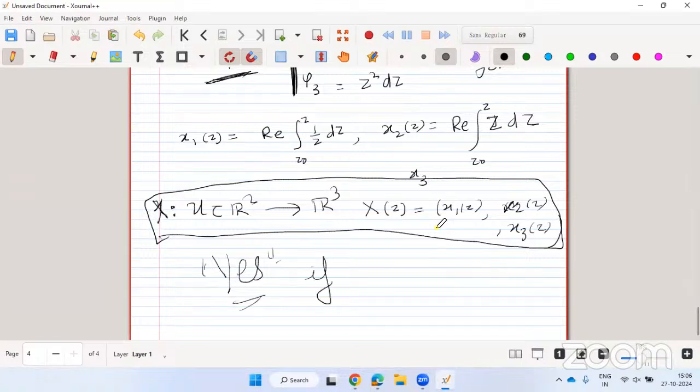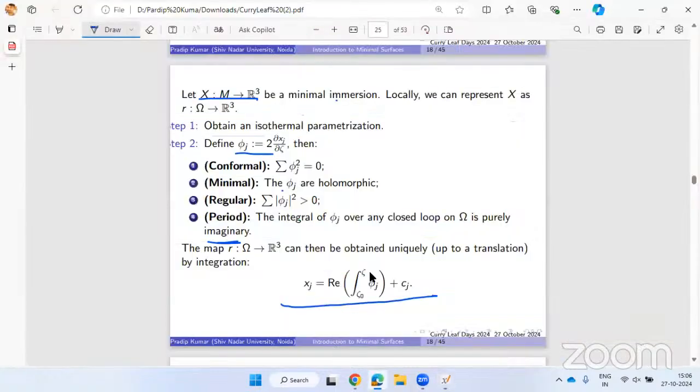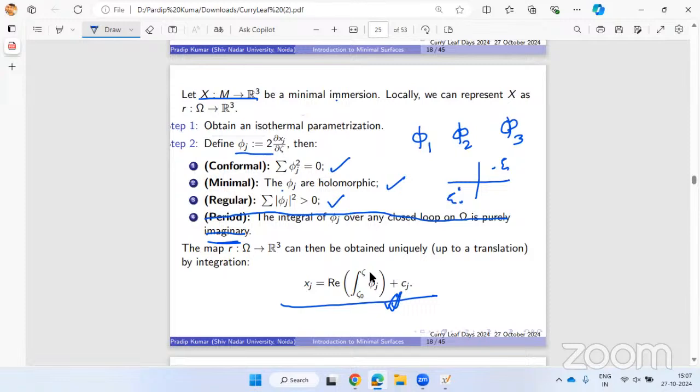Yes, if some condition is satisfied. What is that condition? If you start with phi 1, phi 2, phi 3, remember these are 3 one forms, such that the sum of squares is 0, such that these are holomorphic, such that the sum of squared norms is greater than 0. And moreover, such that the integration makes sense. You are integrating from zeta naught to zeta, and there are many paths, so the integration must be well defined. I have written this down.